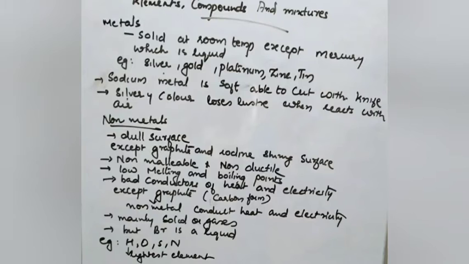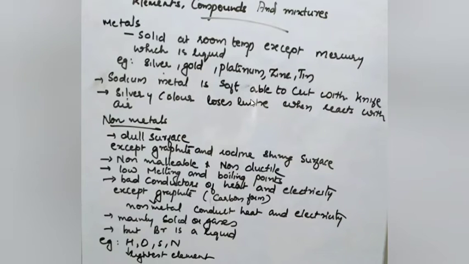Some other properties include that they are solid at room temperature, except, as we have seen, mercury in a thermometer, which is not a solid but a liquid, and will be floating when we are taking our body temperature. So only certain metals are solid at room temperature: silver, gold, platinum, zinc and tin.